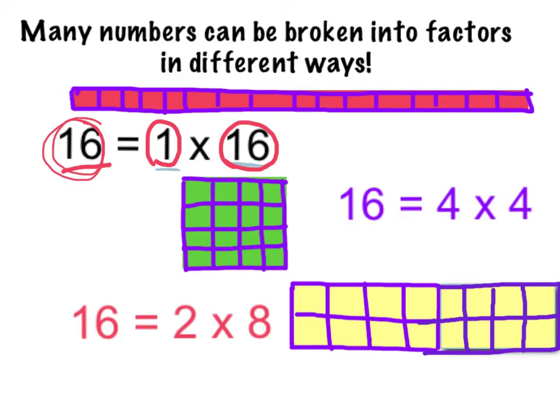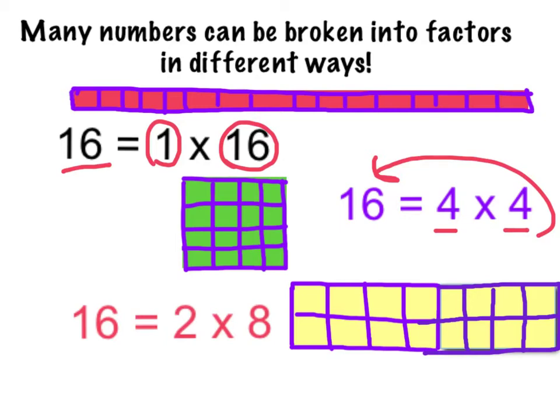Another way to show 16 is using an array showing 4 rows of 4 tiles. And that is showing me that the factors of 16 are 4 times 4. So if I multiply 4 times 4, I will get 16. And I can prove that by counting all of my tiles in my array. And that shows me that there are 16. So 4 rows of 4, 4 times 4 is 16.